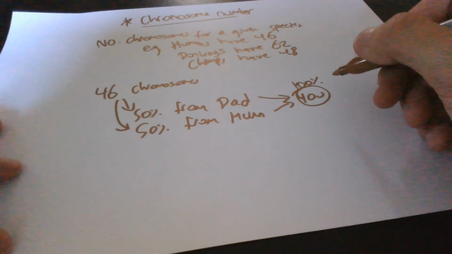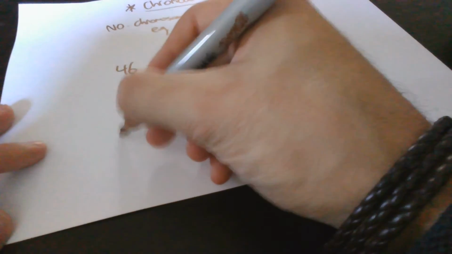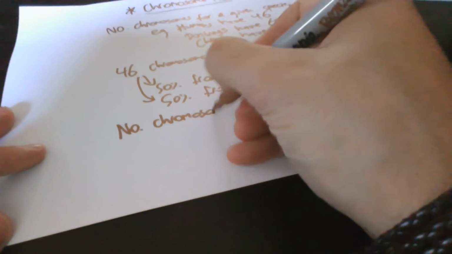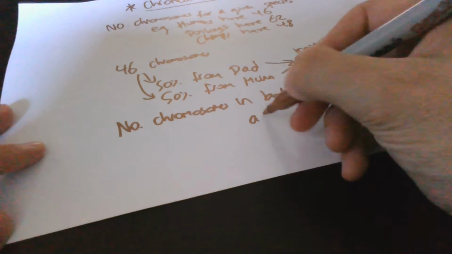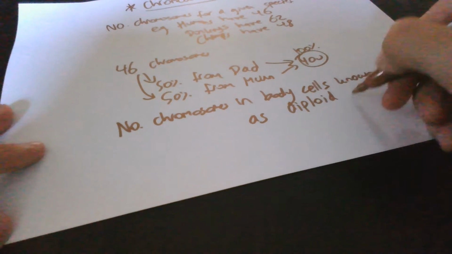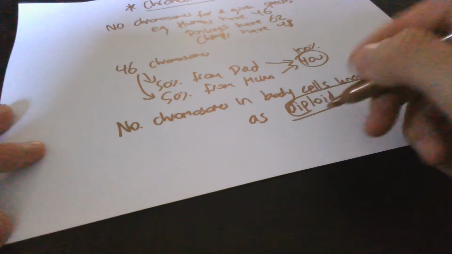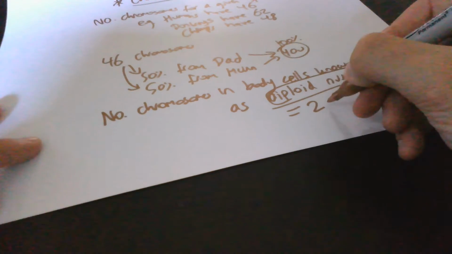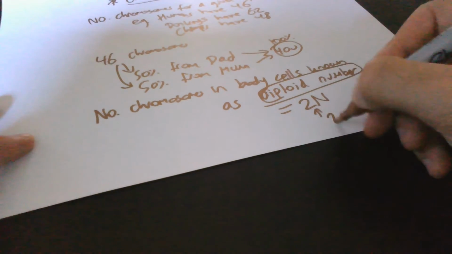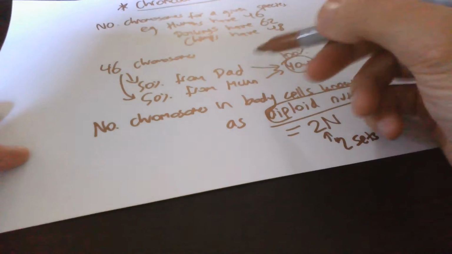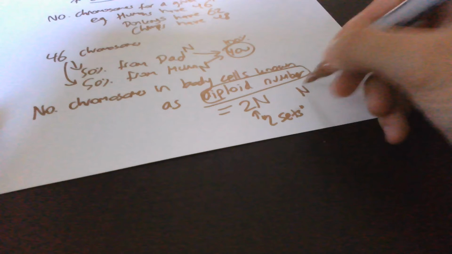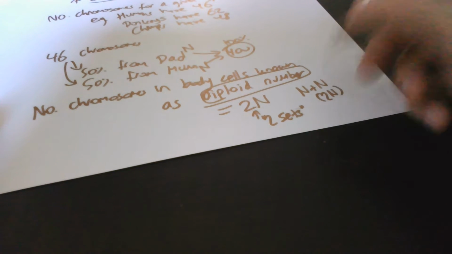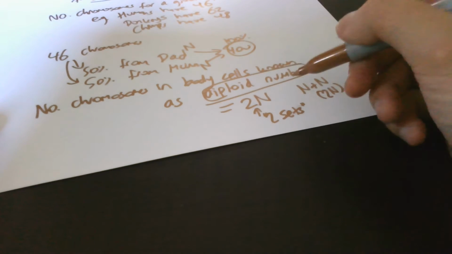Now, the number of chromosomes in a body cell is typically known as the diploid number. That's a word you should know. The number of chromosomes in body cells is known as the diploid number. It's basically equal to 2n, where 2 is because there are two sets of chromosomes. So n from your dad, n from mum, n plus n, or 2 times n, is 2n. That's why it's 2n, that's the diploid number.